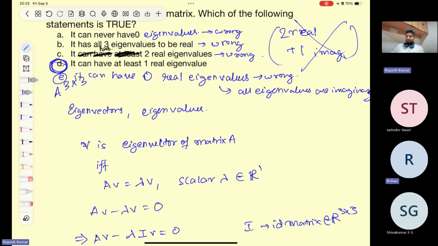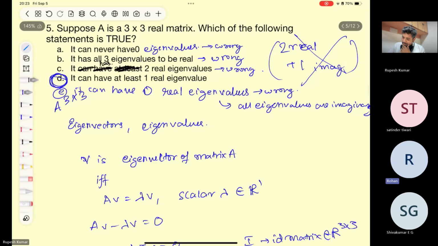Then fine. Similarly, for option D also, we have to erase that at least, otherwise those things will come again. It has one real eigenvalue. So whenever you are giving the exam, just ask the invigilators if the question is ambiguous. Just tell them. Fine, everyone. Is this clear? Does anyone have any doubts in this?